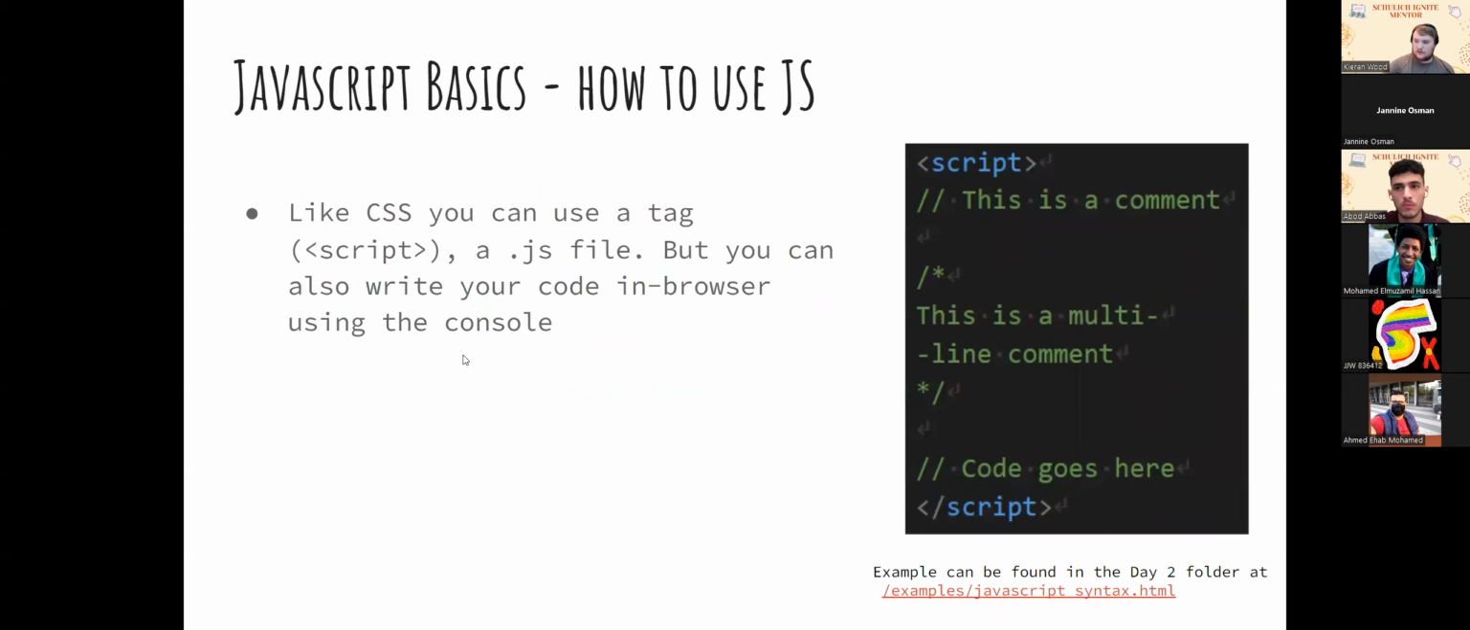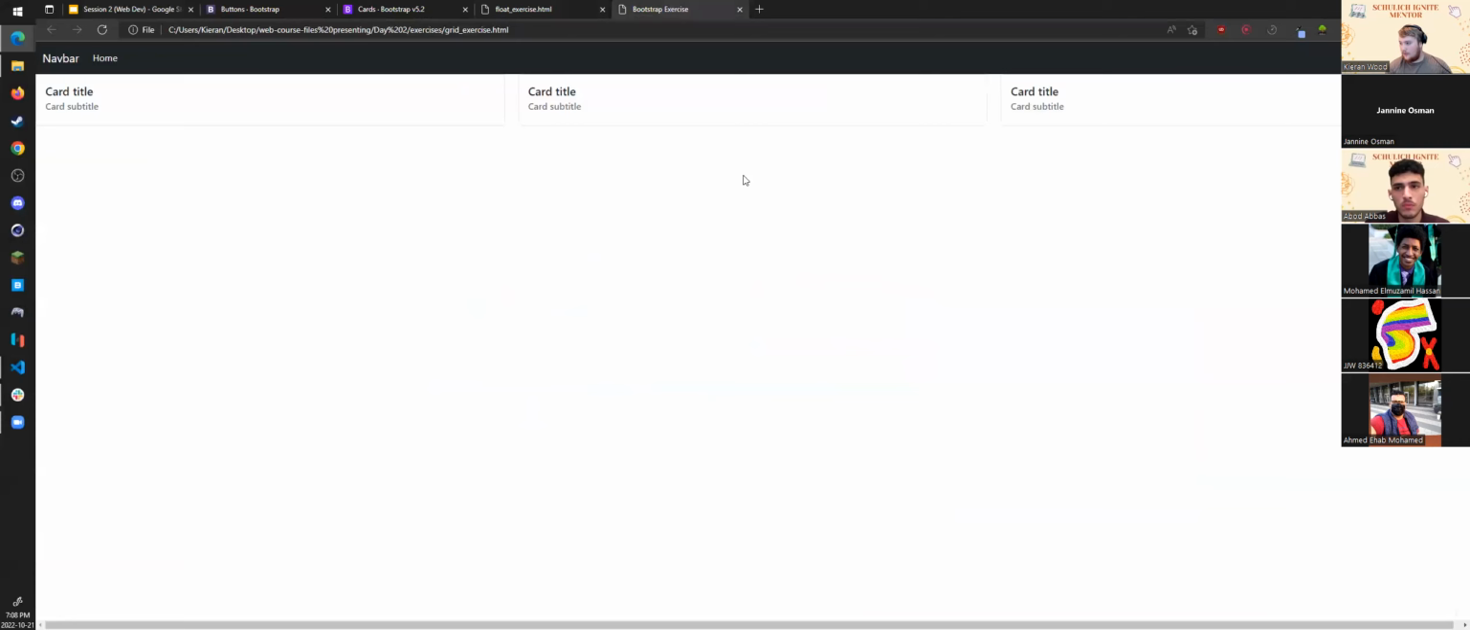So how do you use JavaScript? Similar to CSS, there's a couple of different options. You can either use it inline by using a script tag, a JavaScript file, or you can also write it in the browser directly by using the console.